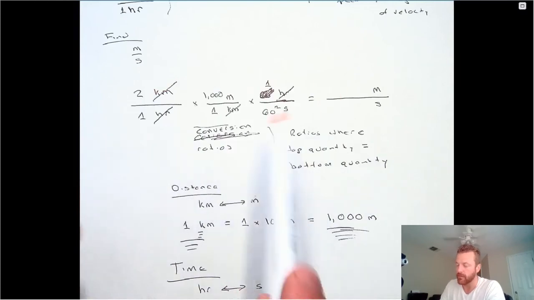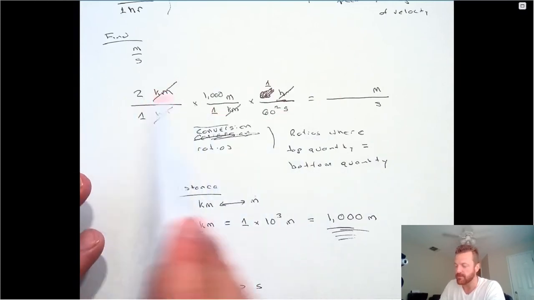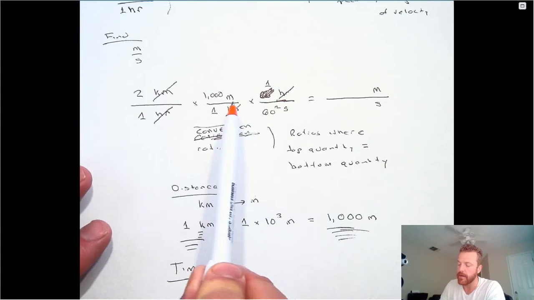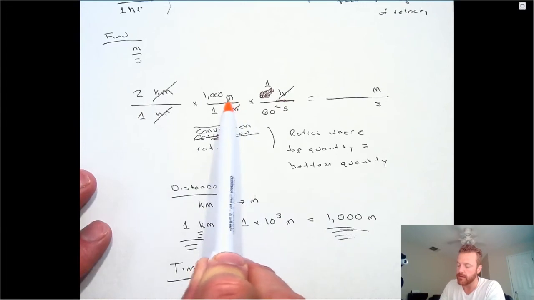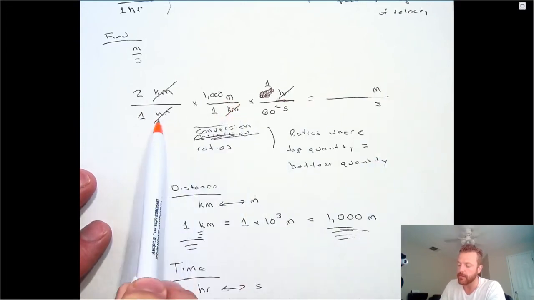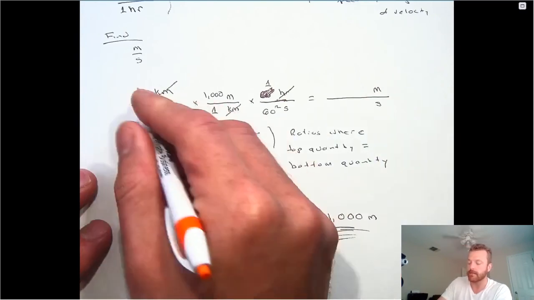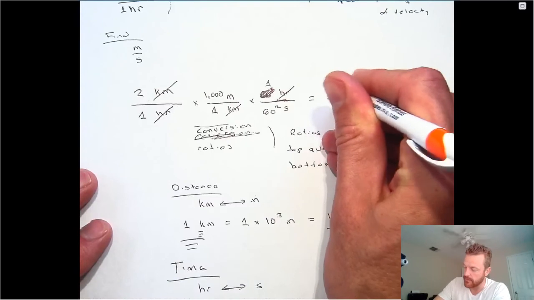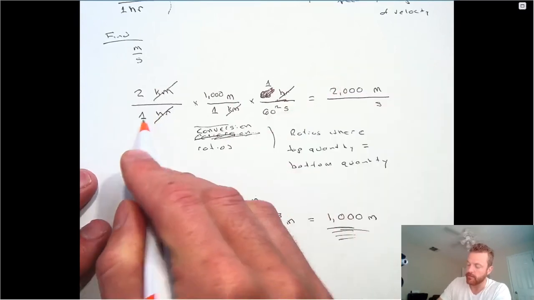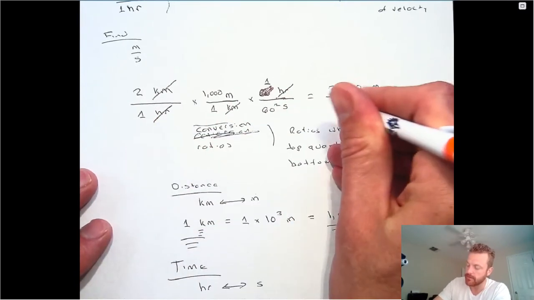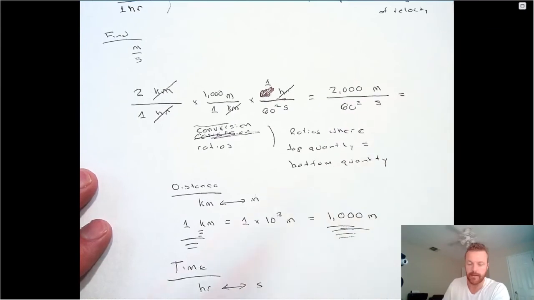First of all, check what the units of this will be. If you've done your dimensional analysis chain correctly, there should only be 1 unit remaining in the numerator, which there is, meters, and only 1 unit remaining in the denominator, seconds, which there is. And just do the math. 2 times 1,000 is 2,000. In the denominator, we have 1 times 1 times 60 squared. So let's see what that math turns out to be.